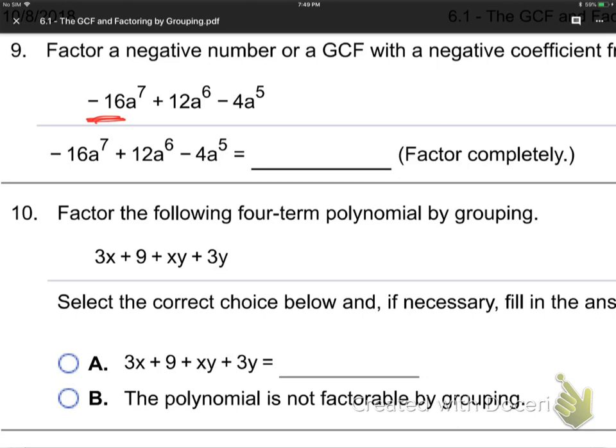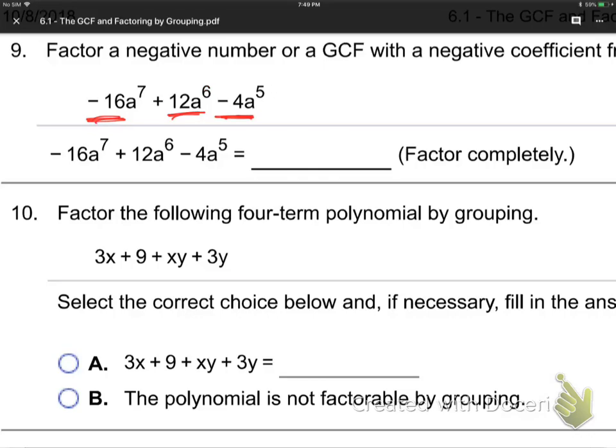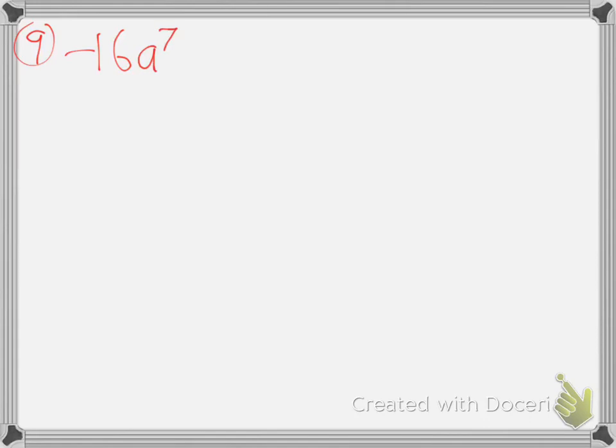Okay, so let me jump in and give a little bit of help. As you look at the three of these, let's do the number first off. What's the greatest number that goes evenly into negative 16a to the 7th plus 12a to the 6th and minus 4a to the 5th? What's the biggest number that goes into 16, 12, and 4? 4, yeah, because 2 goes into all of them, but the greatest number is 4.